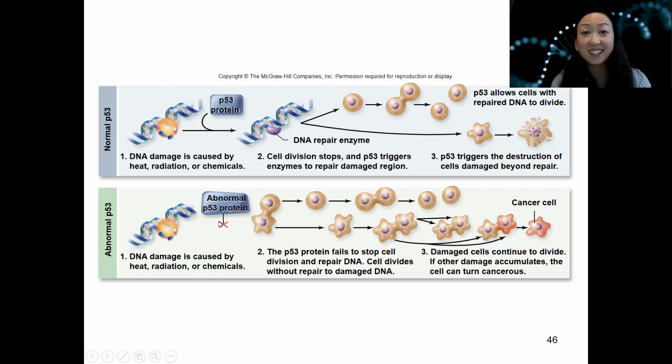You say, what the heck? Let's go forward. My P53 is not working. So you split, and what happened? You have an abnormal cell. This is a mutated cell, and the cell no longer stops. It just keeps dividing with the mutation.